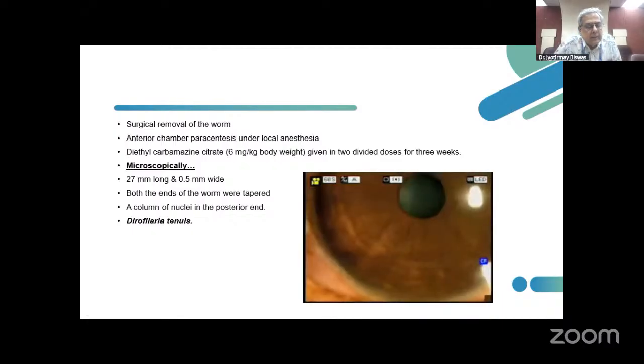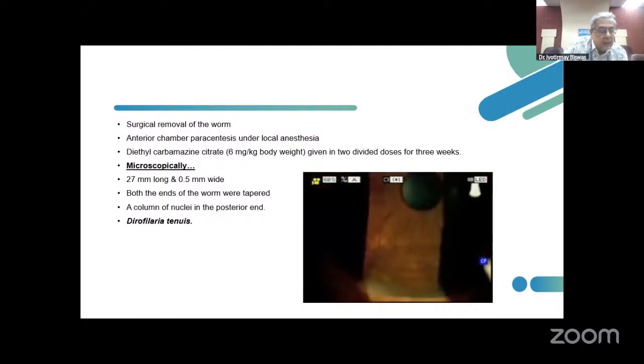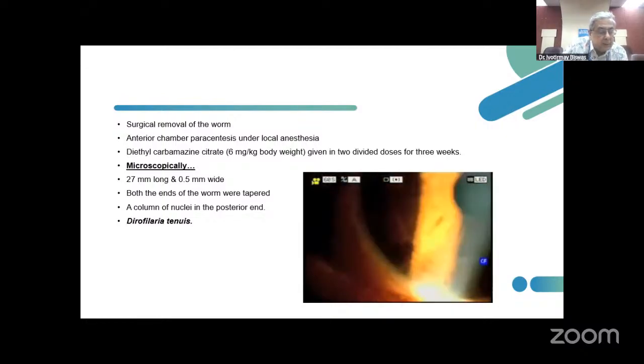Surgical removal is a challenge. Antechamber paracentesis under local anesthesia. Diethylcarbamazine was given in 2 divided doses over 3 weeks. And the worm was found to be 27 millimeters long and 0.5 millimeter wide. Both the ends were tapered.